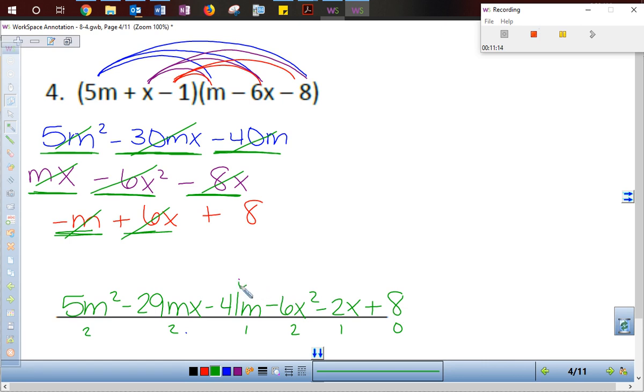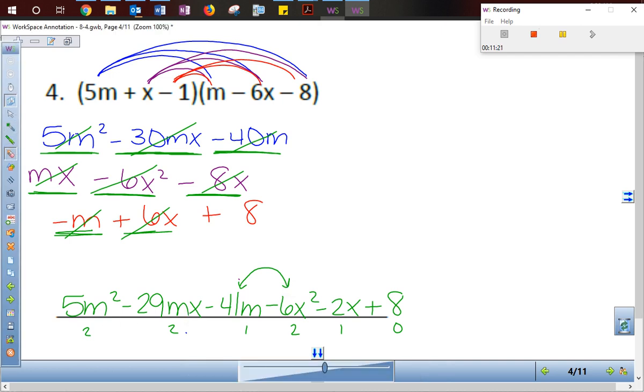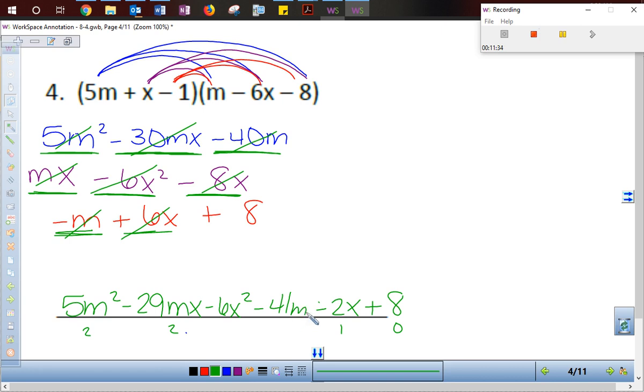It looks like I need to switch these two terms around. I don't have to rewrite my entire equation. I can just erase and rewrite those two terms. So instead of negative 41m minus 6x squared, let's make it negative 6x squared minus 41m. Now that has a degree of 2 and a degree of 1, and now it's in standard form. So be careful with your answers.